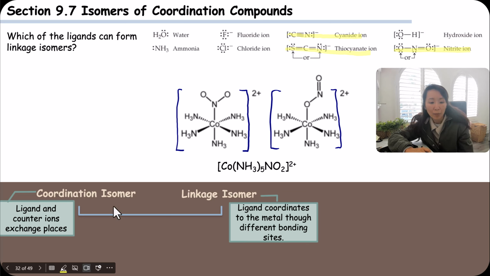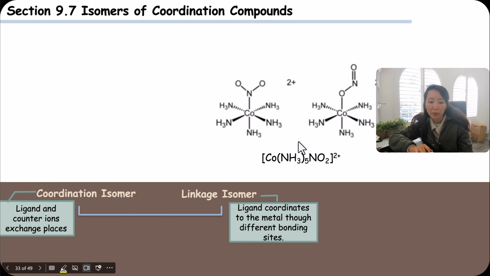So let's go back. The coordination isomer versus linkage isomer. Coordination isomer looked at the difference of the counter ion or the ligand. Here we're looking at the location of the ligand itself. Where is it? Which element is it going to bind to? So we can say these two are linkage isomers of each other.